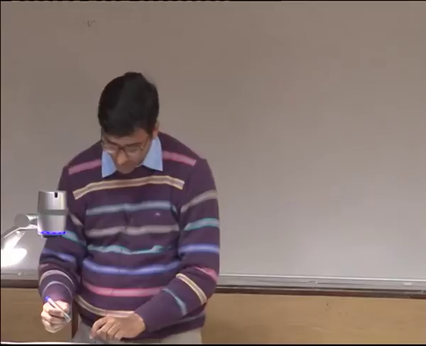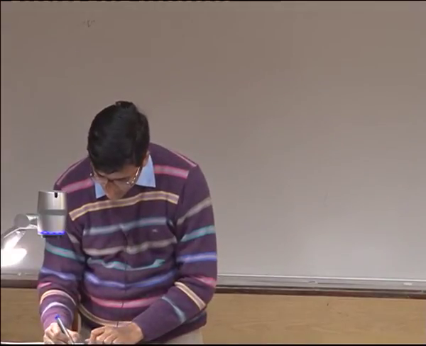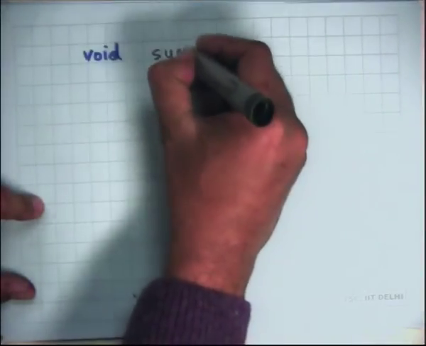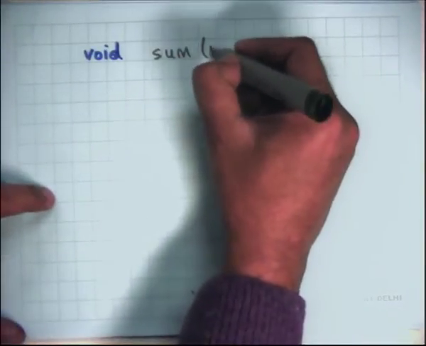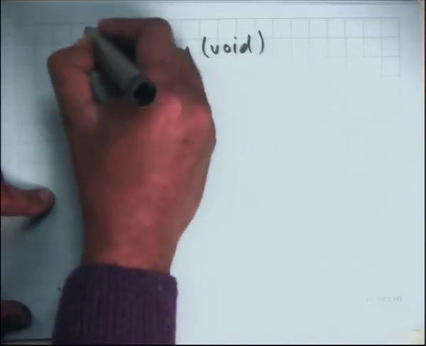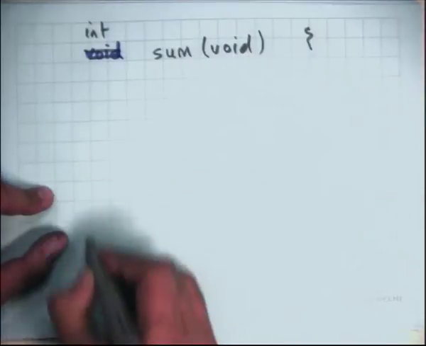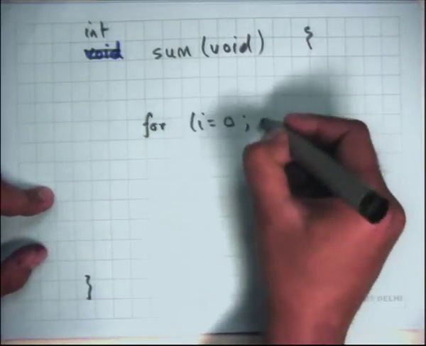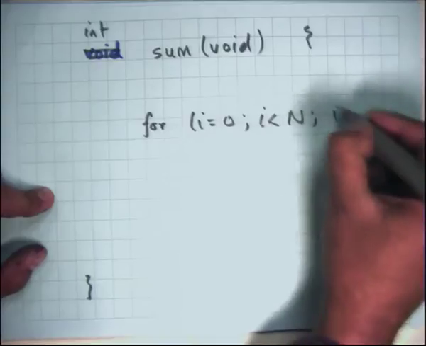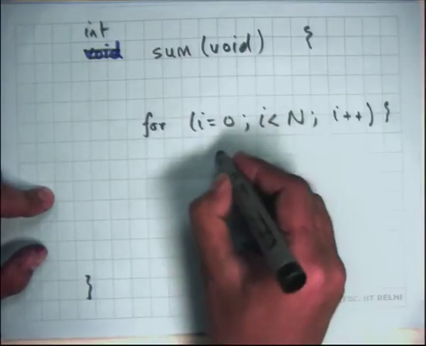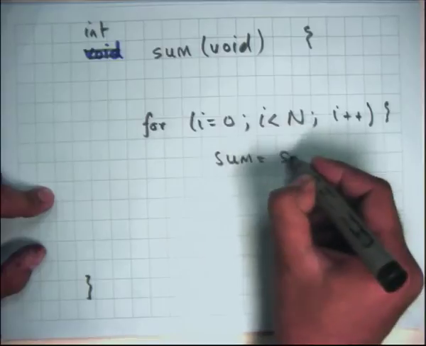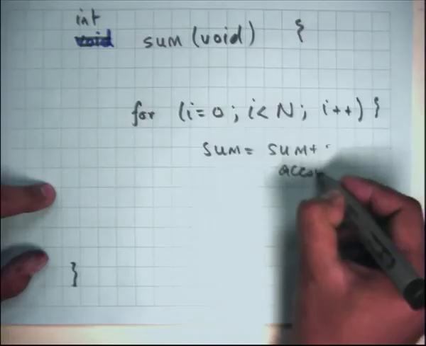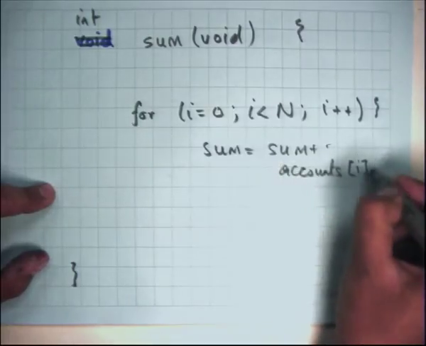So let's take another example. Let's say in the same system there's another thread running that's called sum, all right? And let's say the sum returns an integer, and what it does is it just goes over all the accounts. So for i equal to 0, i less than n, i plus plus, sum is equal to sum plus accounts[i].money.